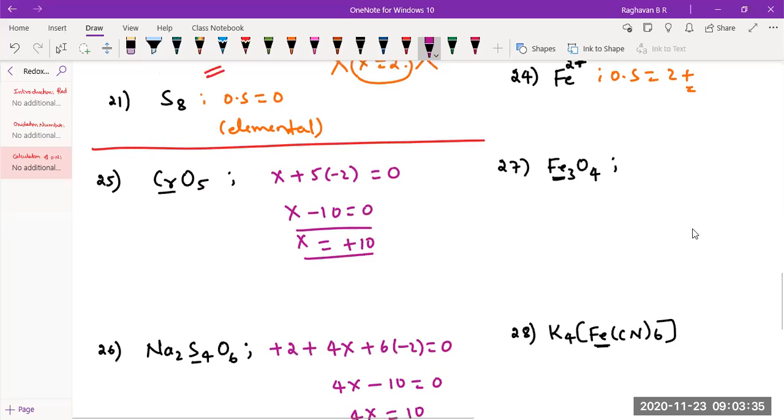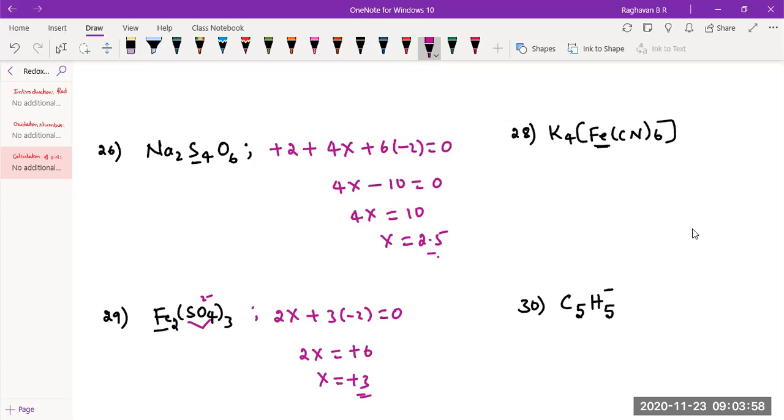Okay. In Fe3O4, the oxidation state is 8 by 3. So 3x minus 8 is equal to 0. So 3x is equal to 8, and x is equal to 8 by 3. Okay. How about this now?